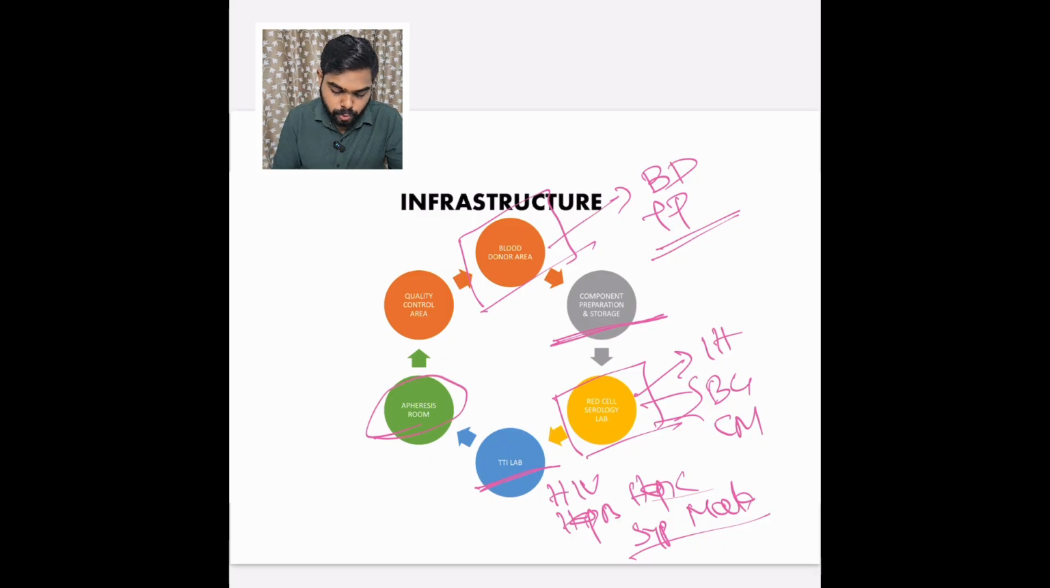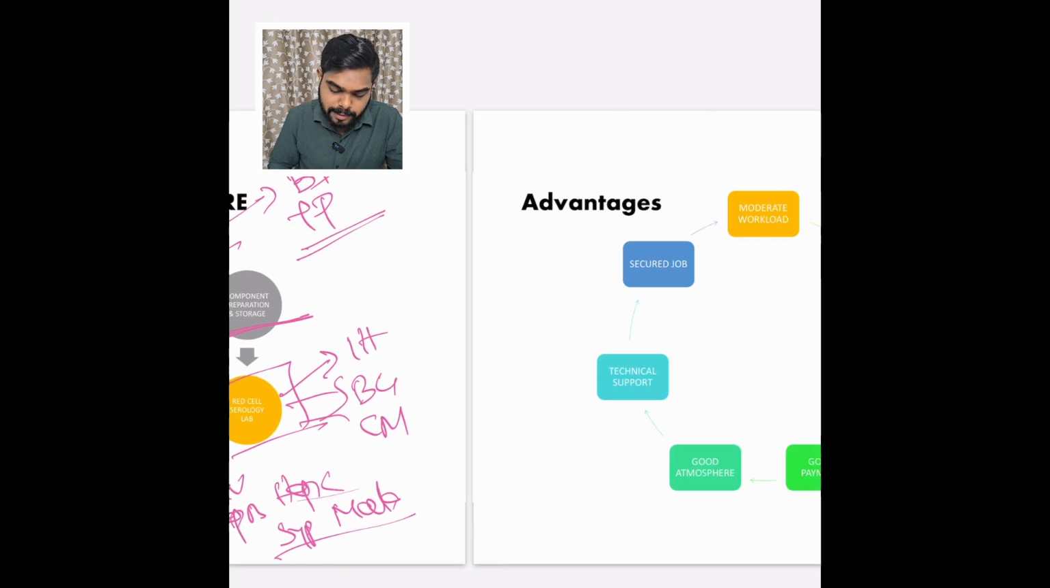And we have the apheresis room, where procedures like apheresis will happen, single donor procedure apheresis, plasma exchange can be done, and therapeutic stem cell transplantation, autologous stem cell transplantation, therapeutic plasma exchange. This kind of advanced procedure will happen in either the apheresis room or in the ICU setup, where we can use this machine for plasma exchange or stem cell transplantation. So these are the main infrastructure and main things in the blood bank or transfusion medicine department.